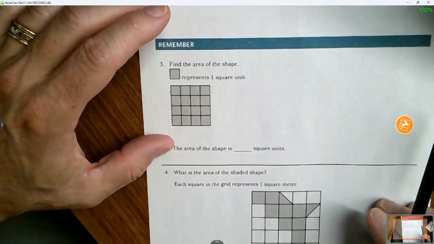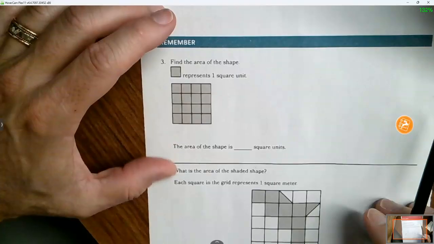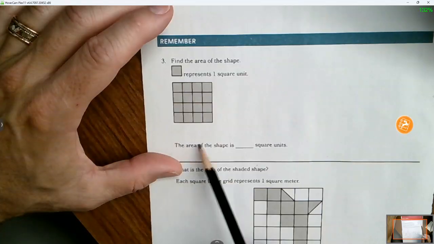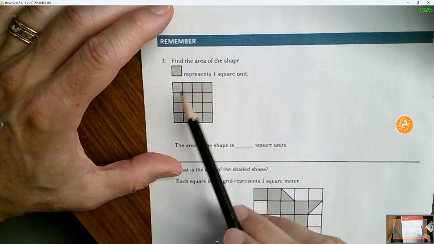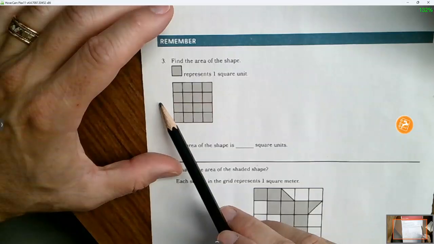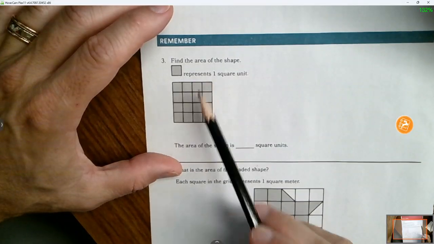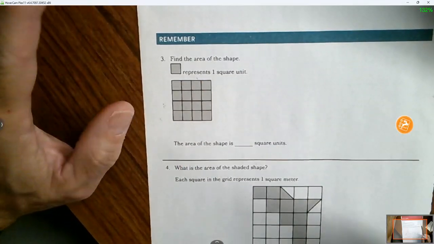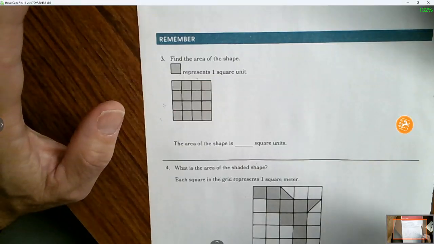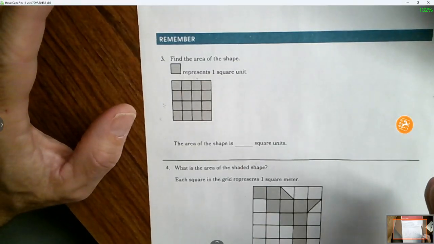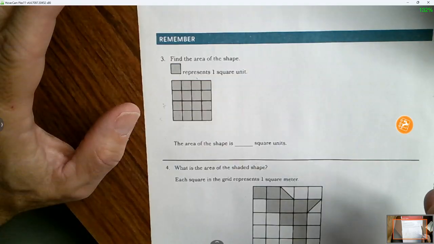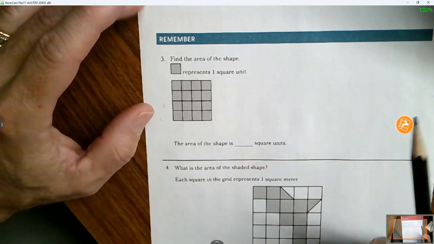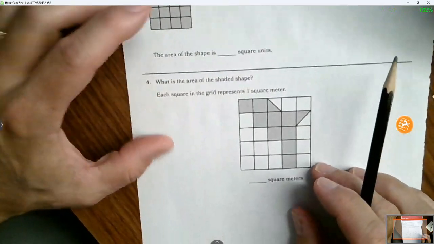All right, on the back, find the area of the shape. The square represents 1 square unit. The area of the shape is blank square units. You can count all these. You can count the side, put that number. You can go across the top, put that number, multiply this side, the width times the length, or you can count all the squares. Try multiplying before you just count them. Multiply it first, figure out your equation, find your answer, and then go back and count all the squares to see if you got it right. Do that for me.